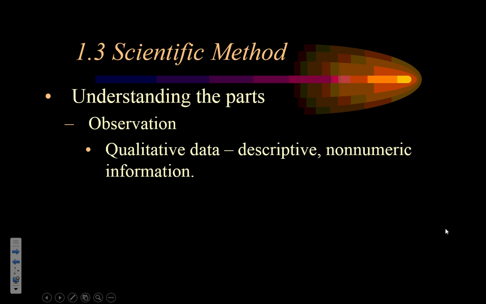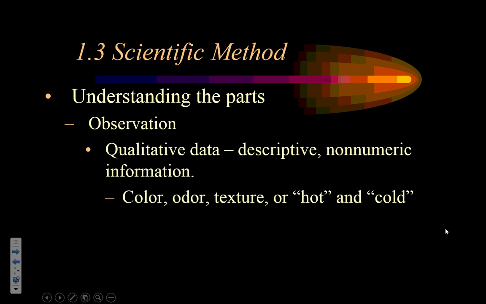One would be qualitative data. That's descriptive, non-numeric information. Something like the color, the odor, the texture, saying this feels hot, this feels cold. That would be qualitative data. And remember, data is something that you are collecting using your five basic senses. The biggest one probably is sight, but you can also touch, taste, hear.